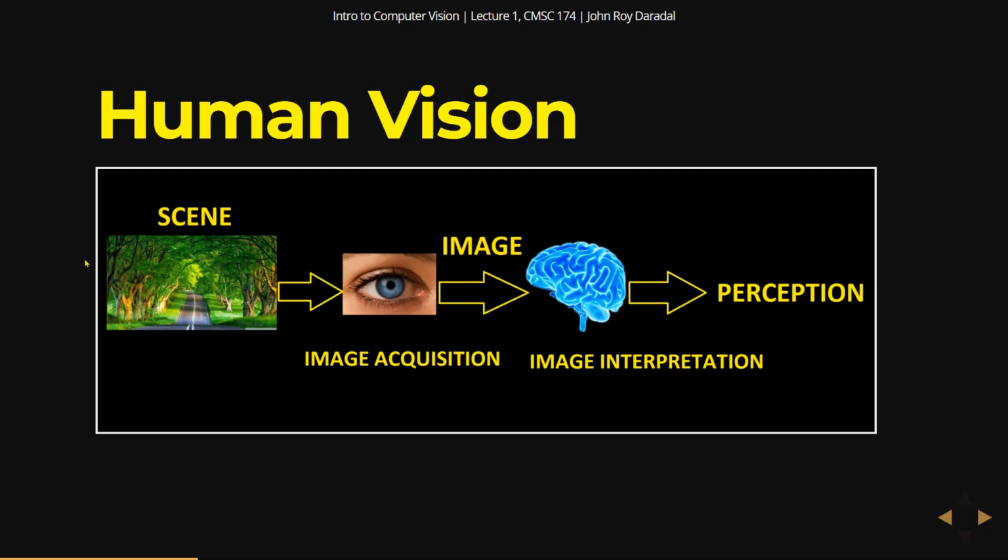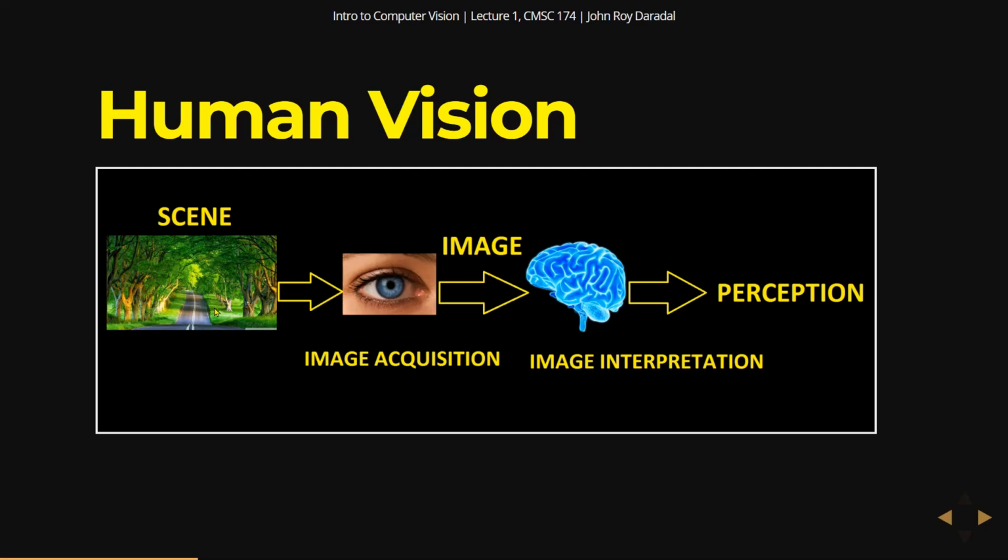So we have this scene here, and we acquire an image of the scene using our eyes, right? So that's the image acquisition part, and the image is sent to our brain for interpretation. The image interpretation is done by the brain, and that is when we perceive that, okay, I am looking at some kind of road where there are trees on either side of the road.